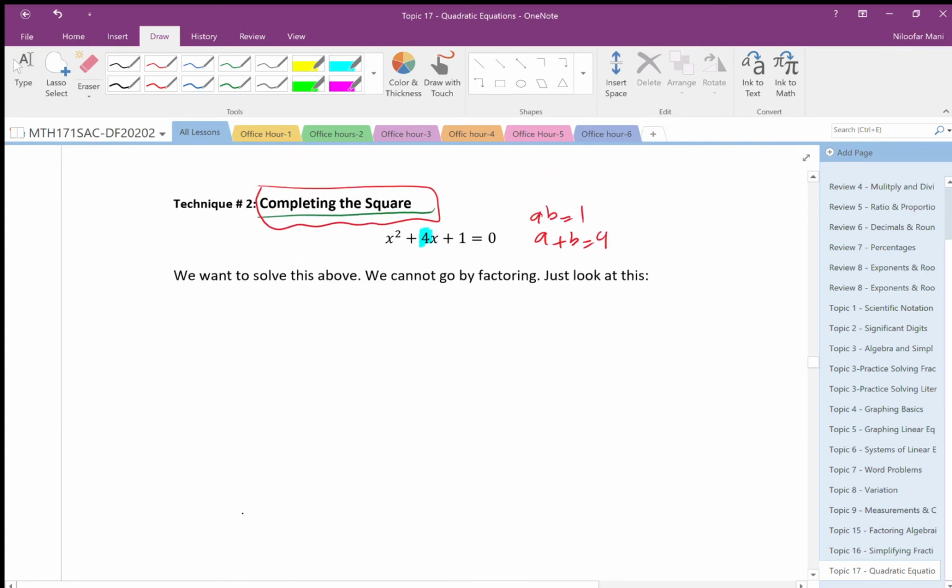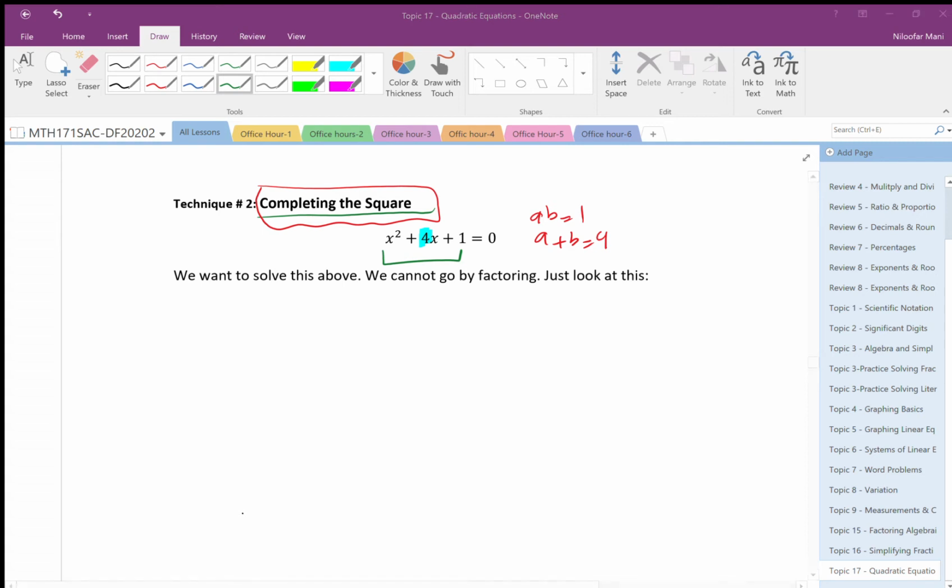Now I can go to the next technique, technique number 2, which is completing the square. Here I can do it with completing the square. I will explain. Look at this. I have this equation. I want to solve. Then I say I am looking for two numbers. If I multiply them it is 1, because of this. If I add them it is 4. I cannot find these two numbers. It's impossible.